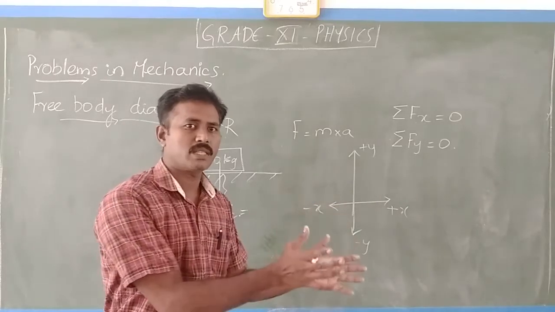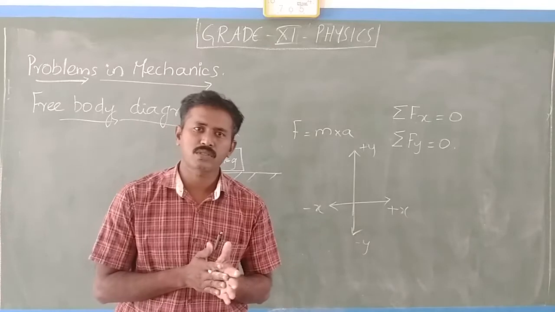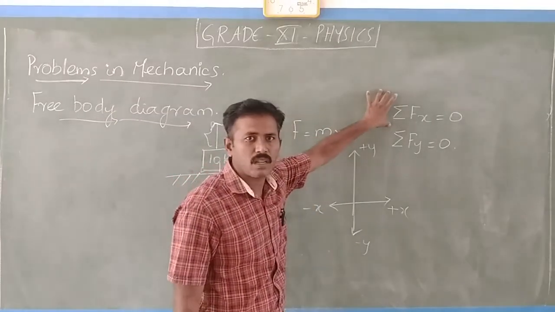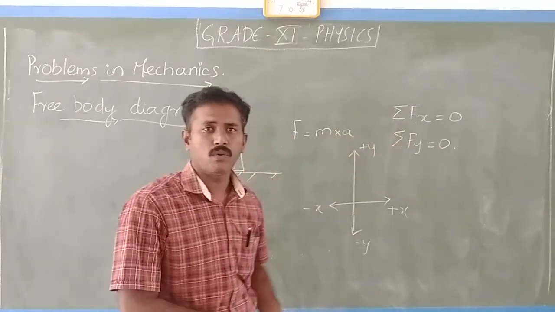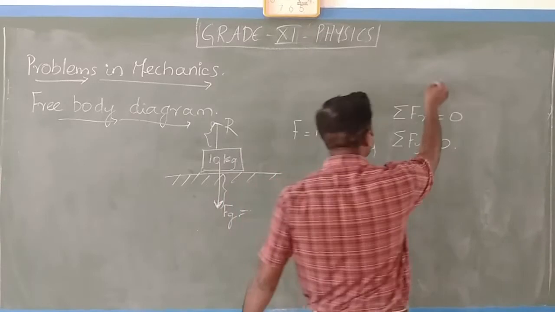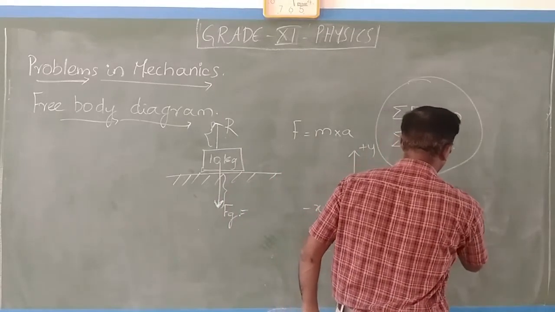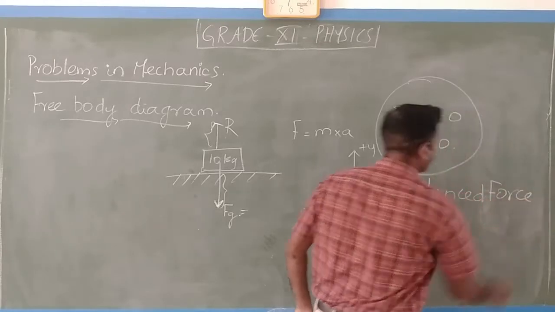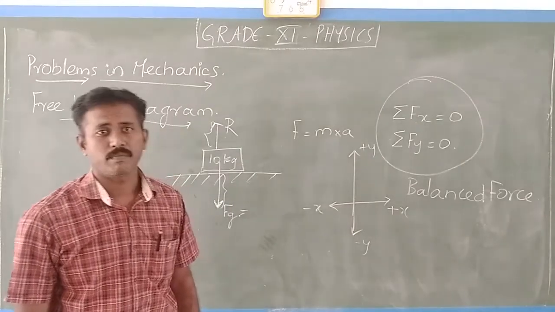Because each object exerts force on the other object, how will you write the force components? The logic here is that the sum of horizontal components is 0, and the sum of vertical components is 0. Why is this? This is a balanced force. We call it a balanced force or a balanced system.